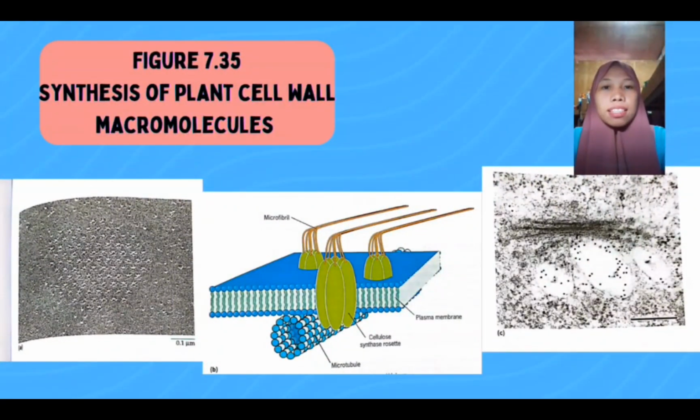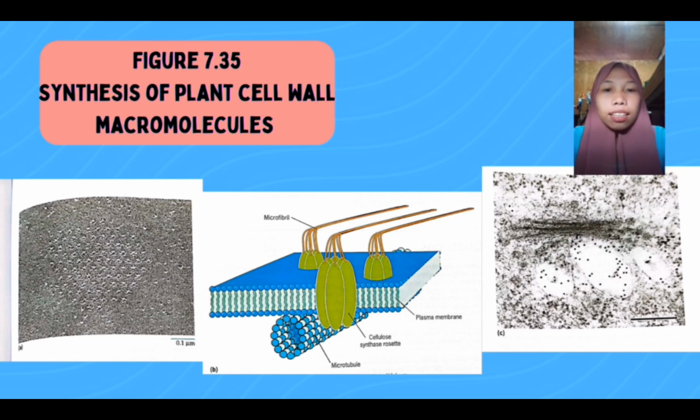So, itong picture naman is the synthesis of plant cell wall macromolecules. So, as you can see at the first picture, the letter A, this is an electron microscope view showing the arrangement of cellulose microfibrils. So, the cellulose microfibrils are the main structural components ng cell wall. Makikita sa image na tightly packed ang fibers which gives the wall its strength and rigidity. So, the cross-linking ng mga fibers ay tumutulong sa flexibility ng cell wall habang nananatili itong matibay.